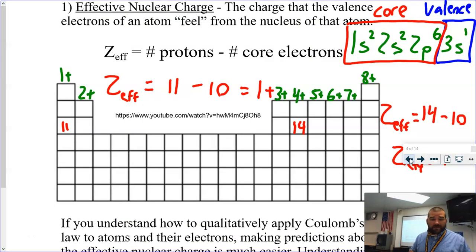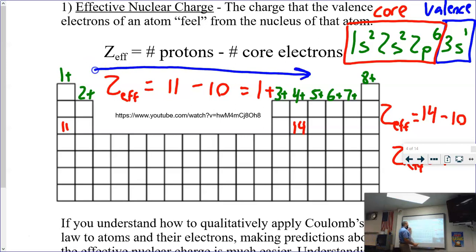One more thing, I'm sorry, getting ahead of myself. On these little mini blank periodic tables, we can draw arrows to show which way the trend goes. The trend is going from left to right. Whatever direction I'm drawing the arrow in, that's where it's increasing. As I go left to right across a row, there's a greater effective nuclear charge on this side.